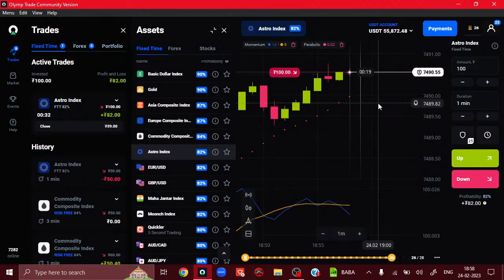Guys, if we lose this trade, then we will again use the martingale formula. The total loss would be 150, and I want you to mention in the live chat what should be the amount of the next trade if we are losing this one. Please mention it in the live chat.